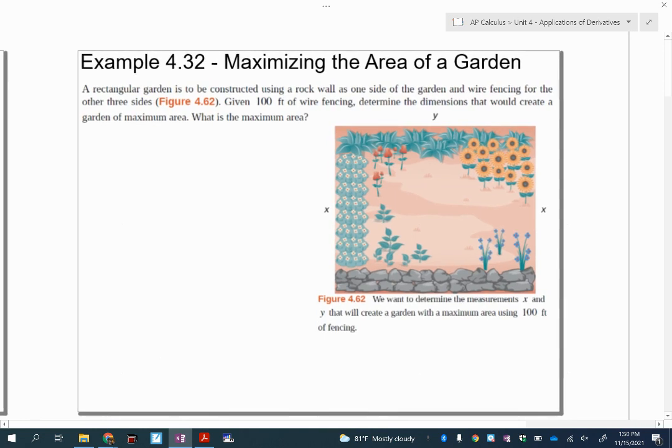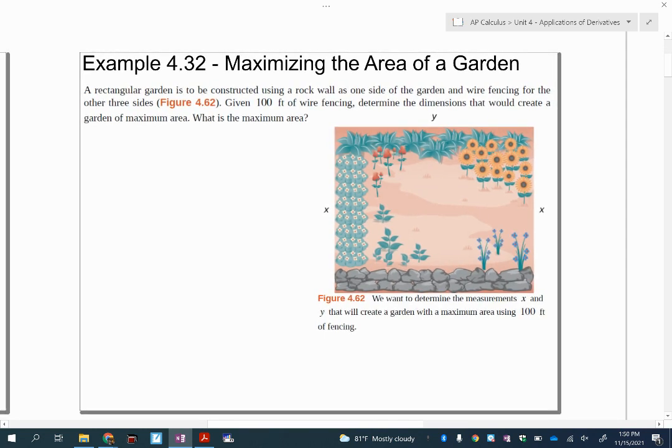This first one is talking about maximizing the area of a garden. So the figure is very helpful. You'll notice that we have a rock wall on one side, so we don't need to worry about any wire fencing on that side. But we do need wire fencing on the other three sides. They've told us that we're going to use the letter X to represent the sides that are perpendicular to the rock wall, and the letter Y is the side that is parallel to, or across from, the rock wall.